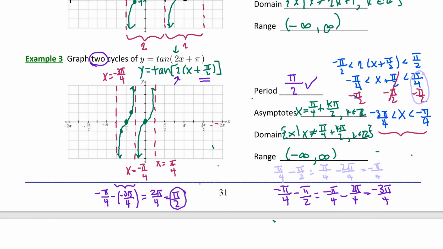The bottom line of this particular section is you have a new parent function, tangent of x. Make sure you know the basics of one fundamental cycle of tangent, and that you know how to manipulate all of the transformations for tangent.